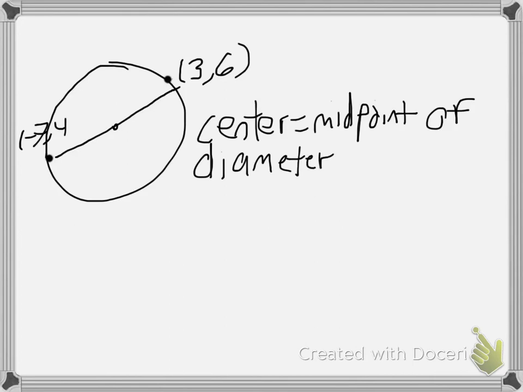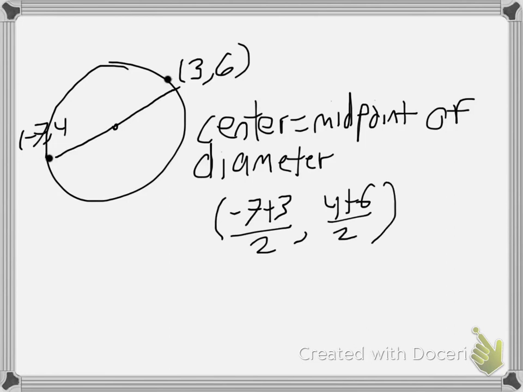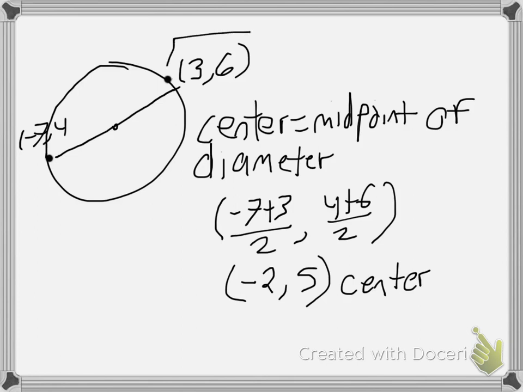So how do I find the midpoint? Well, it's negative 7 plus 3 divided by 2, comma, 4 plus 6 divided by 2. Negative 7 plus 3 is negative 4, so negative 4 divided by 2 is negative 2. 4 plus 6 is 10, 10 divided by 2 is 5. So the midpoint, or the center of the circle, is negative 2, 5.